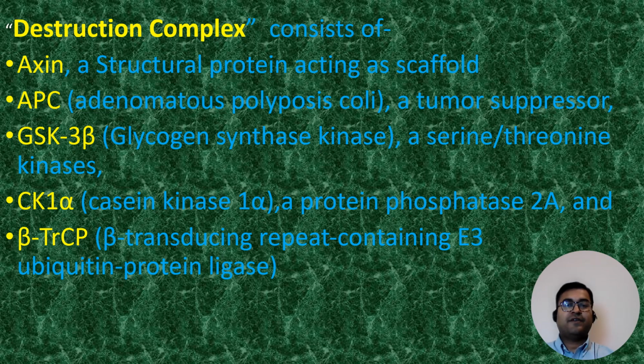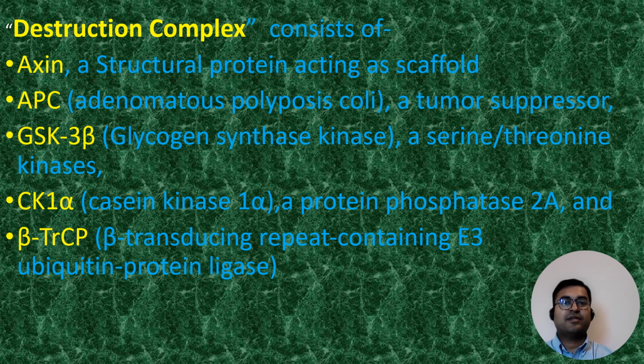Now we have seen the different types of Wnt signaling pathway. We have discussed the canonical Wnt signaling pathway. We have discussed the non-canonical Wnt signaling pathway. The non-canonical Wnt signaling pathway consists of the planar cell polarity pathway and the Wnt Ca2+ pathway. Now, whatever we have discussed so far, let us have a quick recap on that.